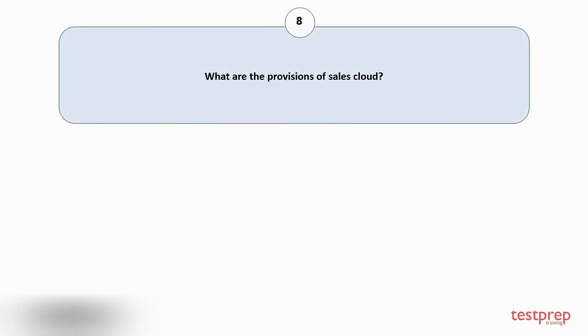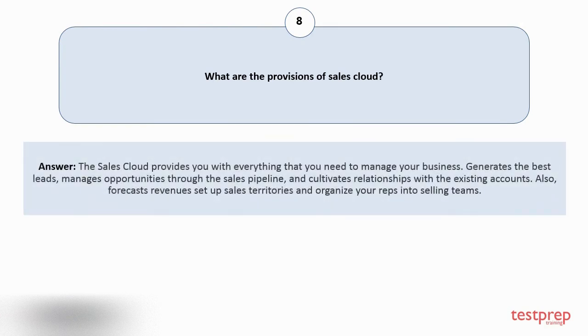Question number 8, what are the provisions of Sales Cloud? Your answer is: the Sales Cloud provides you with everything that you need to manage your business. It generates the best leads, manages opportunities through the sales pipeline, and cultivates relationships with the existing accounts. Also, it forecasts revenues, sets up sales territories, and organizes your reps into selling teams.